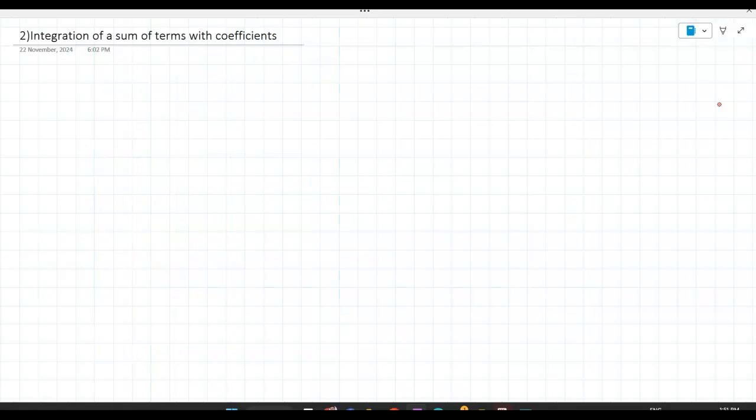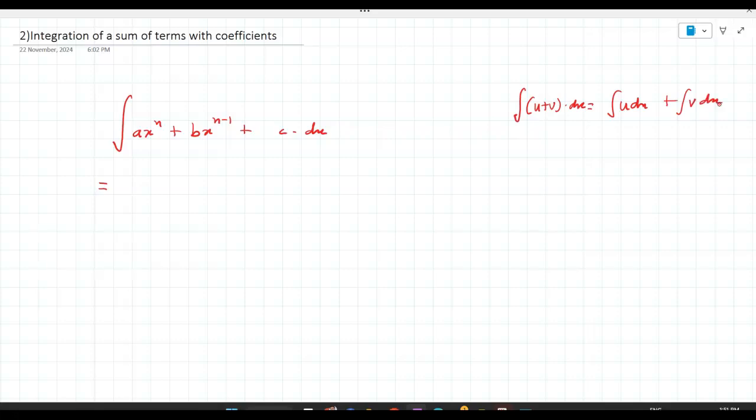Integration of sum of terms with coefficients. Suppose you want to do the integral of ax raised to n plus bx raised to n minus 1 plus c with respect to dx. What will you do? Each term separately. There's a rule which says that if you have the integral of u plus v, where u and v are two functions, you can do the integral of u plus the integral of v. If you have minus, like your derivative, you do each separately.